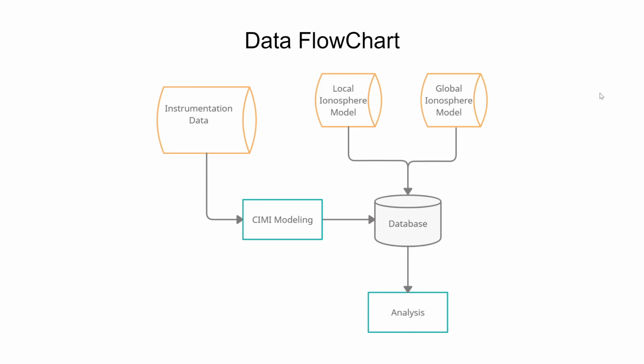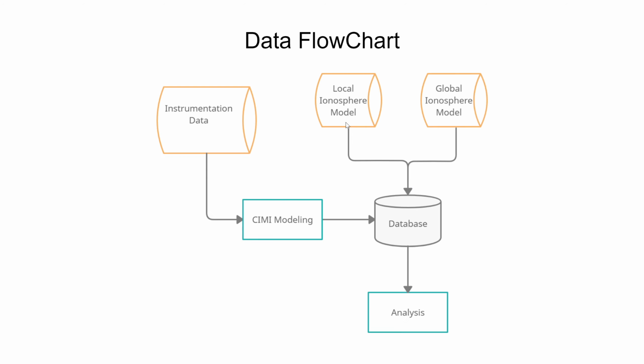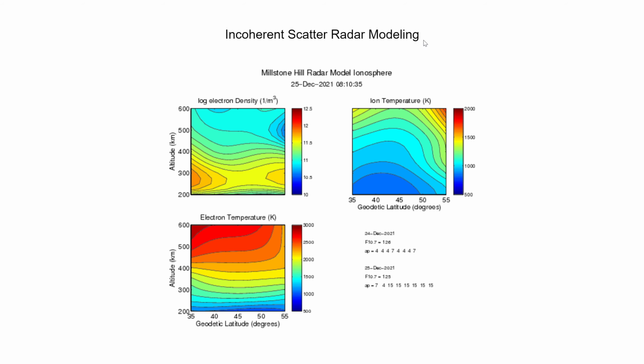This is a simple data flow chart of the data we'll be using for this mission. As you can see, firstly, our instrumentation will go into a modeling system, and the local and global modeling system will go to our database for eventual analysis. There are two ways that we will get our ionosphere model. For the local ionosphere model, we'll be using incoherent scatter radar modeling. We will use this to model the ionosphere for the local model.